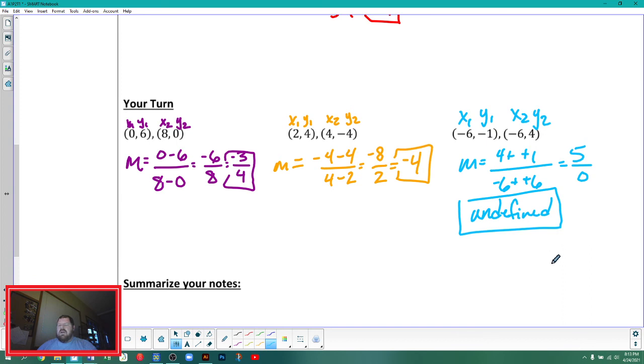If you think about it, -6, if I've got my axis here, -6, -1 would be somewhere about here, and -6, +4 would be somewhere about here. Okay, you have to envision these lines continuing, but we get that vertical line right there, so that's undefined.